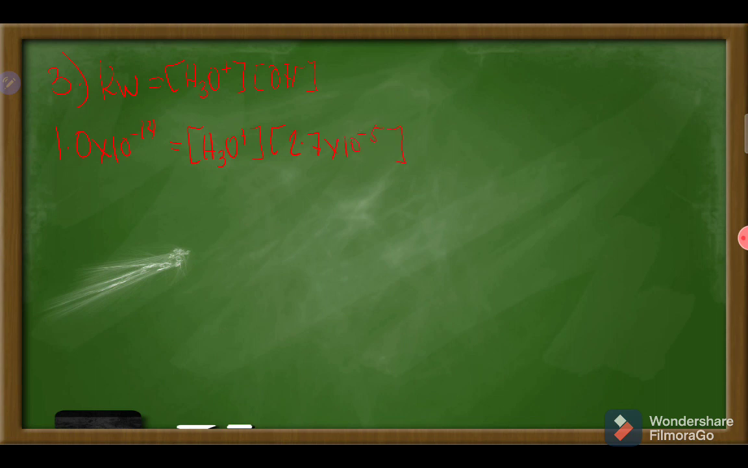So that H3O will be on one side of the equation. We divide both sides by 2.7 times 10 raised to negative 5. So our value for the hydronium ion will be 370.37 times 10 raised to negative 12. So this will be the value of the hydronium ion for number 3.